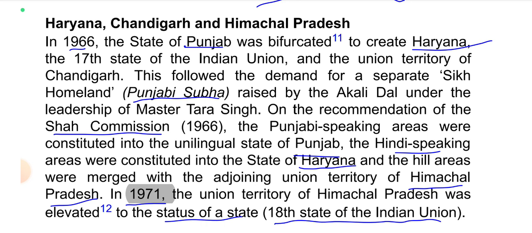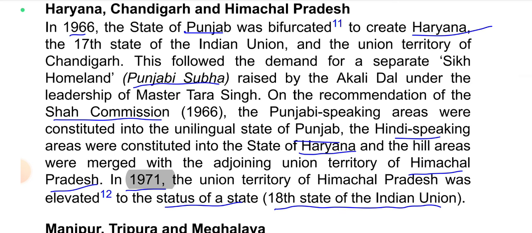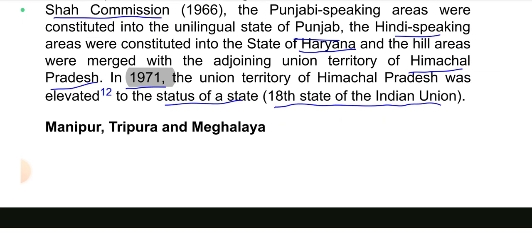In 1966, the state of Punjab was bifurcated into Haryana, the 17th state of the Indian Union, and the Union Territory of Chandigarh. This followed the demand for a separate Sikh homeland, Punjabi Suba, raised by the Akali Dal under the leadership of Master Tara Singh. On the recommendation of the Shah Commission, the Punjabi-speaking areas were constituted into the unilingual state of Punjab. The Hindi-speaking areas were constituted into the state of Haryana.